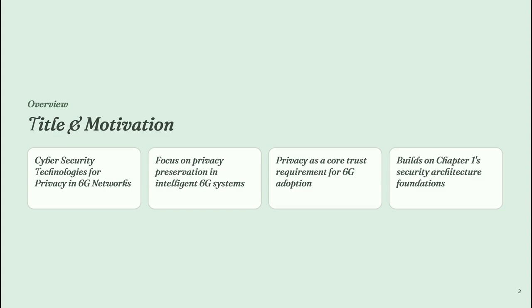As a network becomes more intelligent and human-centric, protecting user privacy is no longer optional. It is very necessary to think about privacy. This is a fundamental requirement for adoption and social acceptance.